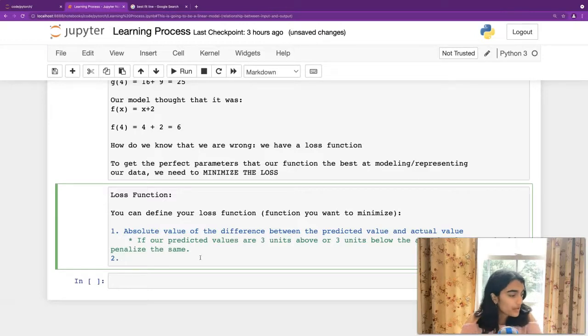And the other thing you can do is take the square. Instead of the absolute value of the difference, you can take the square of the difference between the predicted value and the actual value.